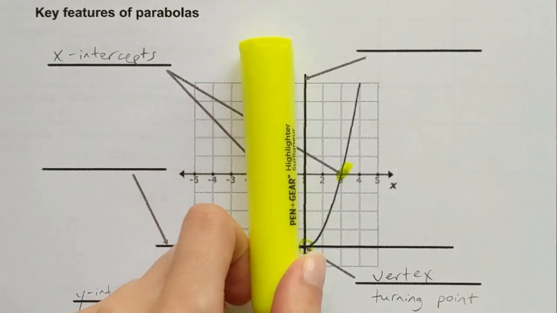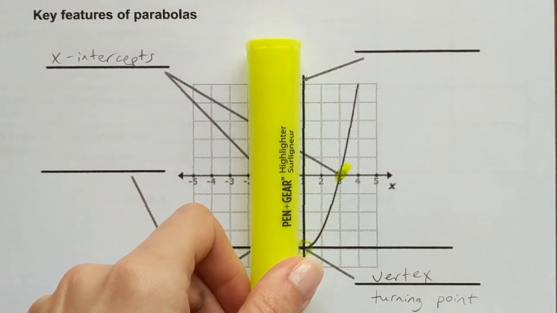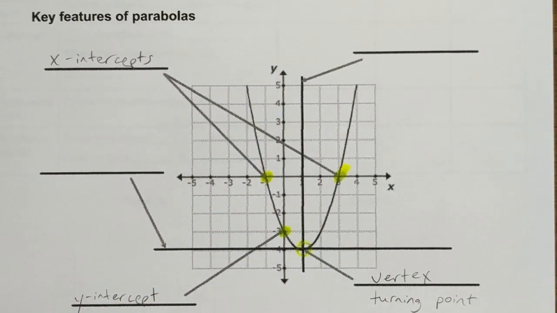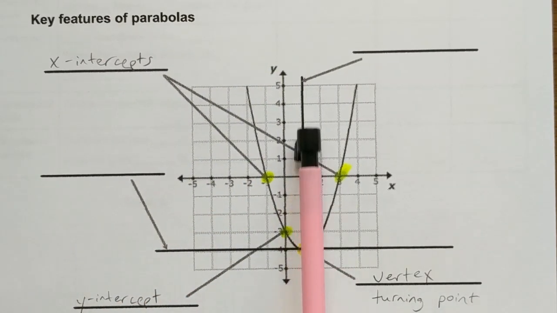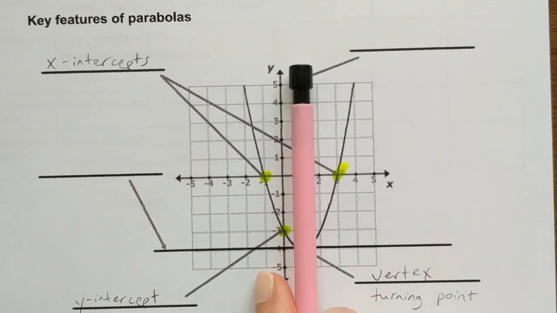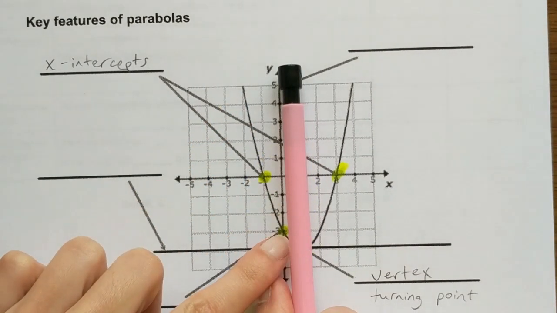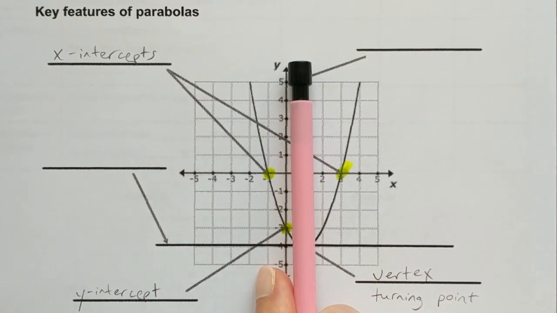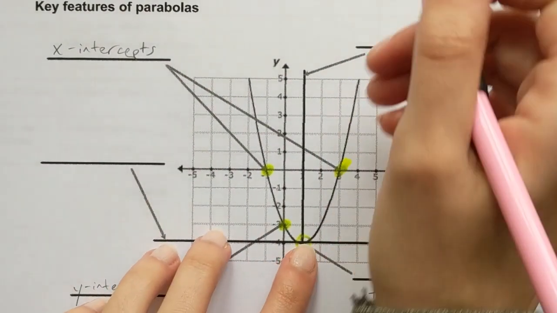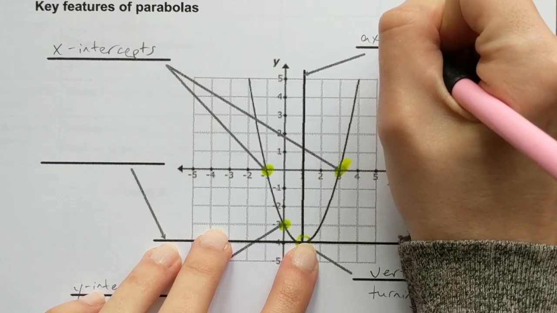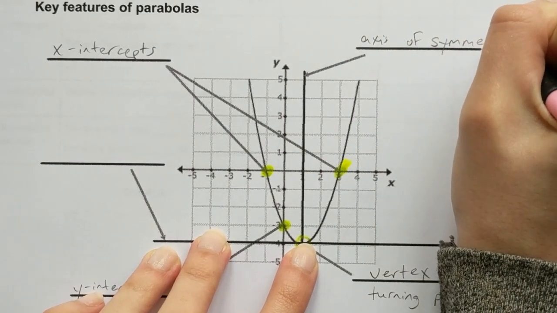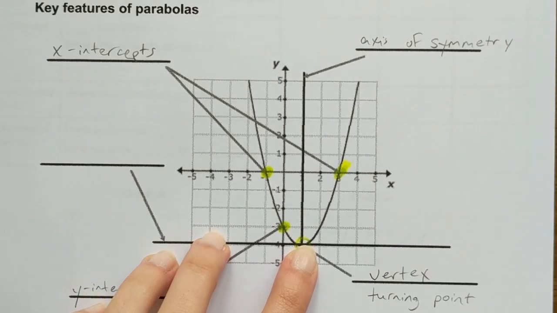We also have this vertical line down the middle. This vertical line is referred to as the axis of symmetry because it is exactly halfway across our parabola. You can see that the parabola is identical on the left-hand side as it is to the right-hand side. It is symmetrical. So this is called our axis of symmetry. Good.